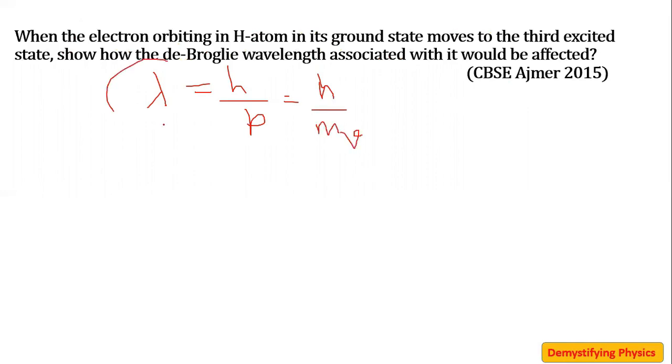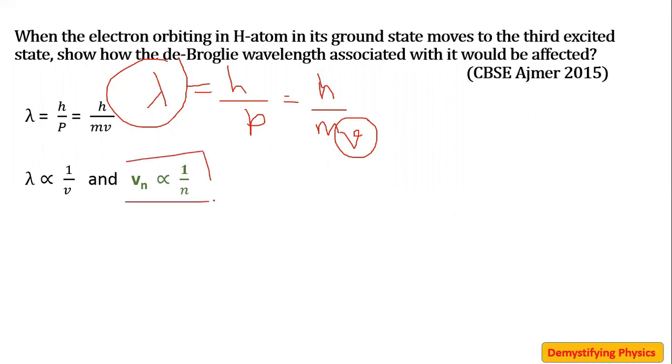You can see that lambda, the de Broglie wavelength, is inversely proportional to the velocity of the electron, and velocity is dependent upon n. How does it depend? It is inversely proportional to n. Check the formula. Velocity of electron is inversely proportional to n. Now, how is n varying in this question? It is saying that the electron, which is orbiting in the ground state, moves to the third excited state. So, n is increasing. n is 1 here and n is equal to 4 here. So, it is increasing. That means velocity is decreasing and therefore lambda is increasing.